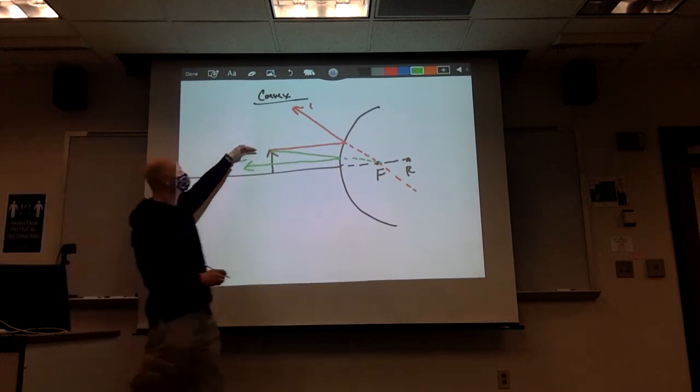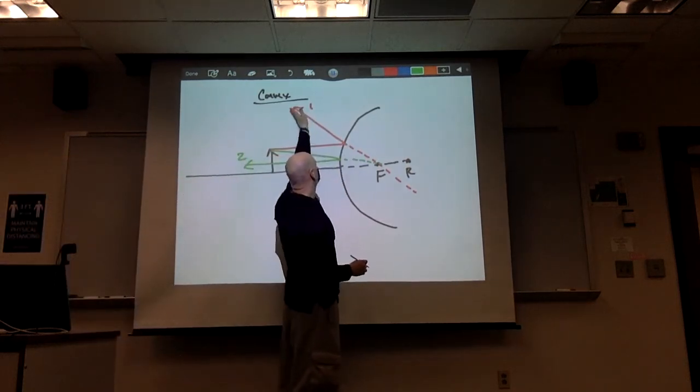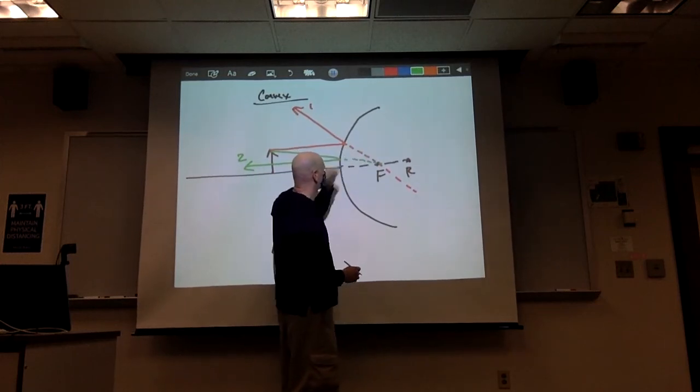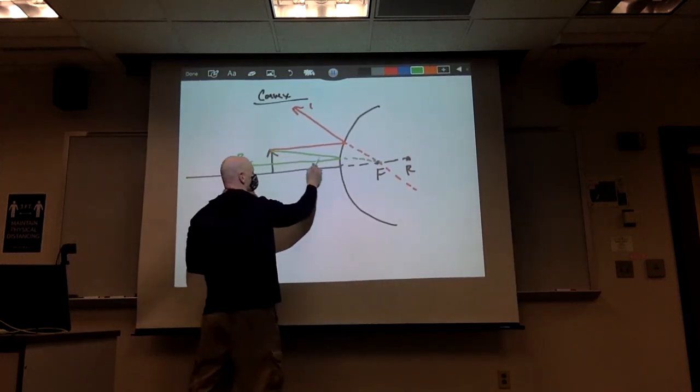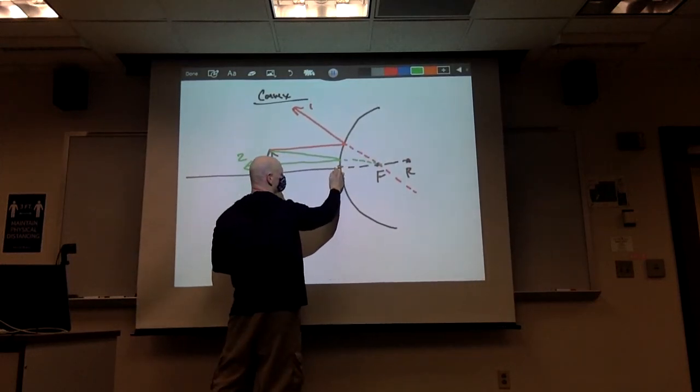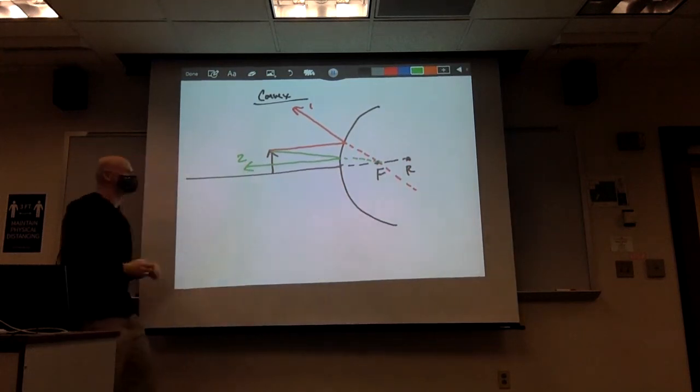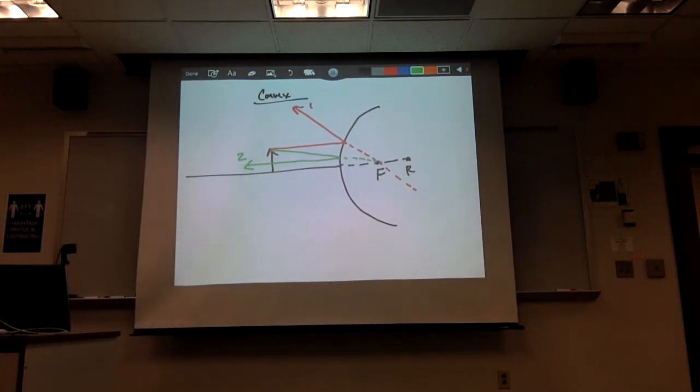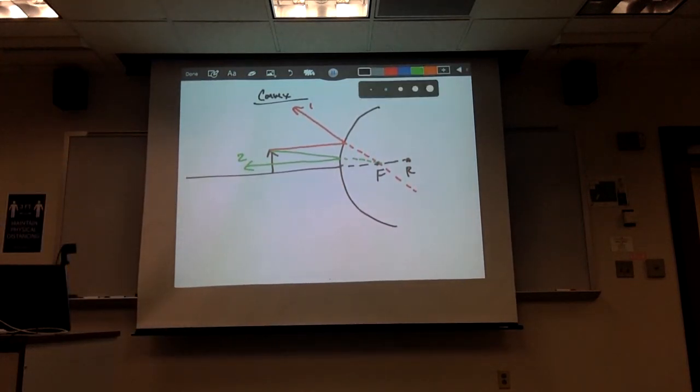Again, this one wants to come from here, and it gets reflected off this way as if it came from the focal point. This one wants to go through the focal point, but by the time it hits the mirror, it then gets reflected back parallel to the principal axis.